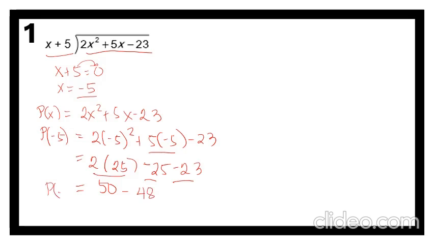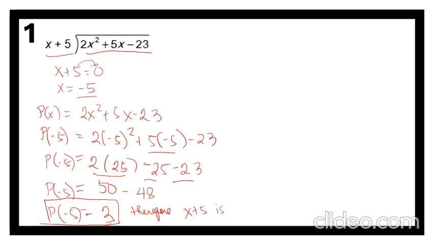Then, p of negative 5 equals 50 minus 48. The answer is 2. So, since may naiwan na 2, ibig sabihin, ang remainder niya ay 2. Therefore, x plus 5 is not a factor, kasi merong remainder na naiwanan, which is positive 2.